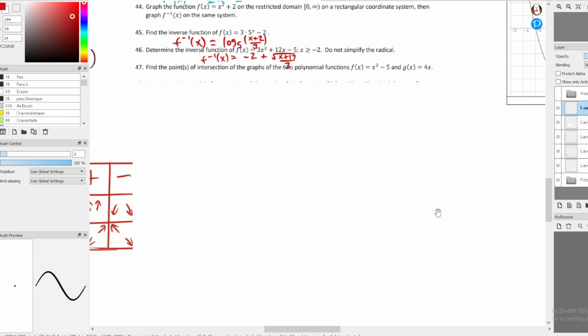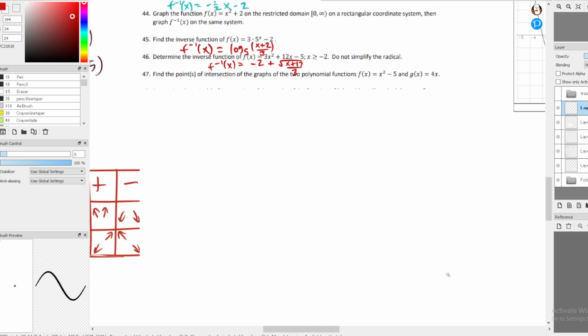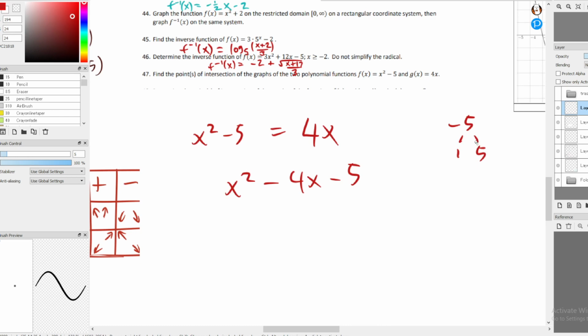47 says determine the points of intersection of the graphs of the two polynomial functions f of x equals x squared minus 5 and g of x equals 4x. When you hear the intersection point, you set them equal to each other. I'm going to move the 4x over, so we'll get x squared minus 4x minus 5. We'll factor, we'll do negative 5, 1 and 5, probably 1 and negative 5. So we'll get x plus 1 and x minus 5. So it looks like we'll have an x of negative 1 and we'll have an x of positive 5.